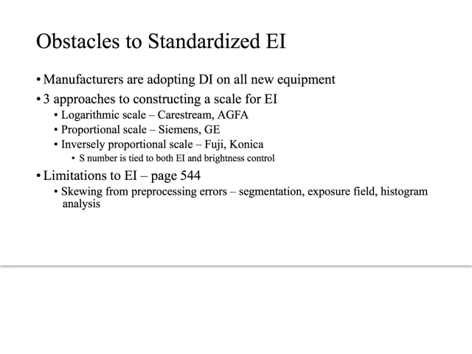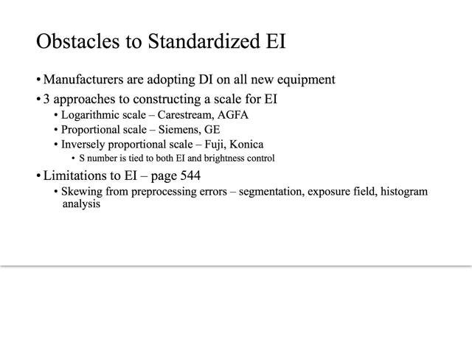And I should say right off the bat that manufacturers are all in the process of adopting the deviation index on all new equipment, and they're even providing some means to retrofit older equipment, and there have even been some provisions from the United States government to encourage the adoption of the standardized exposure indicator. But the question might be, why did we have this problem of all these different manufacturers using whatever willy-nilly from the beginning? That's because there are 3 different approaches to constructing a scale for exposure indicators.